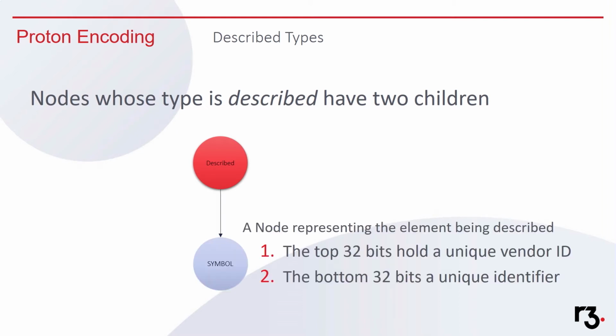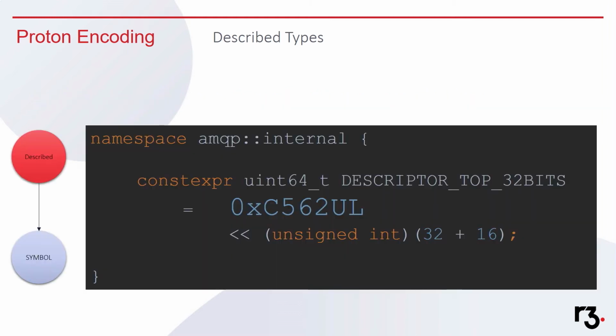Our first child is a 64-bit integer that represents this node. Now, the top 32 bits are just a vendor ID, and that's unique across the AMQP ecosystem. So Corda has a unique vendor ID in that ecosystem. And the bottom 32 bits are literally just an identifier. So for those interested, this is Corda's vendor ID. It was registered by Mike Hearn. You can look it up on the AMQP spec site, and it will just reference R3.